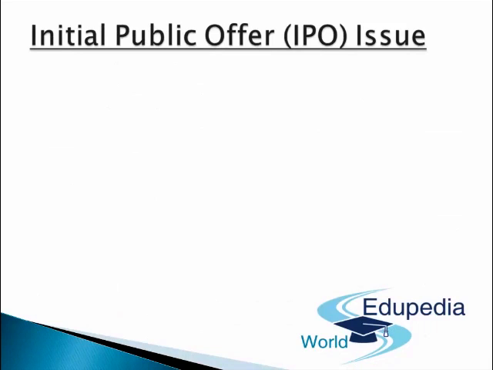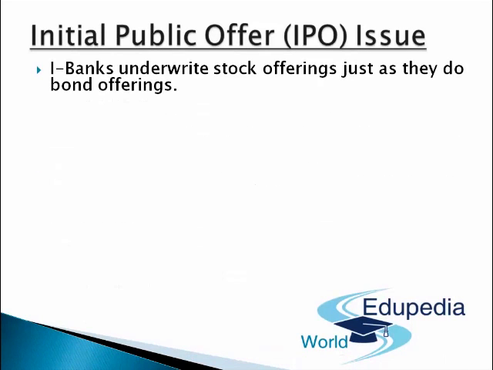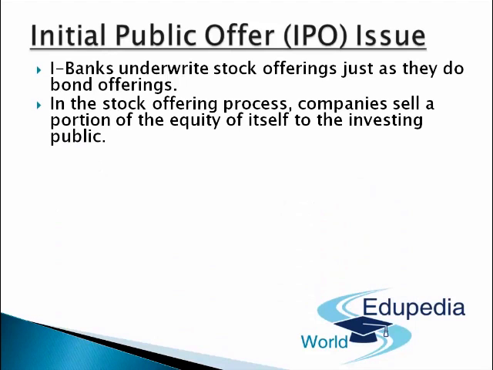So now let's come to the next topic, the hot topic of the day, that is the initial public offer issue, IPOs. So iBanks underwrite stock offerings just as they do bond offerings. They'll be able to provide the bond issue, and in a similar way, they'll be offering the equity share capital issue. So in the stock offering process, companies sell a portion of their equity to the investing public. I'll simply put it as: you have the share capital and you want money. You provide the issue of those shares and I'll be able to provide you the finance. So that's how the IPO simply works.